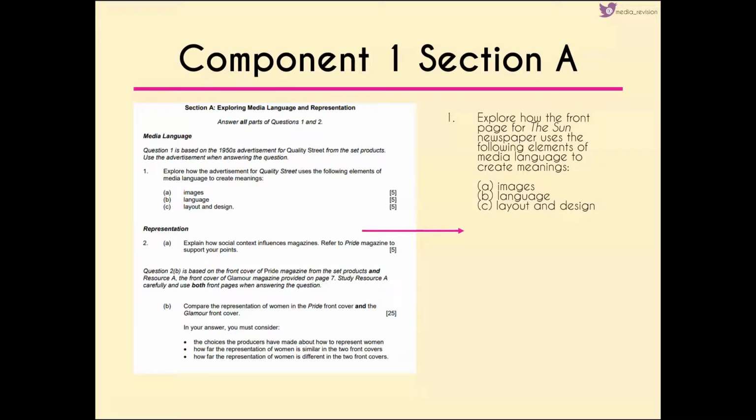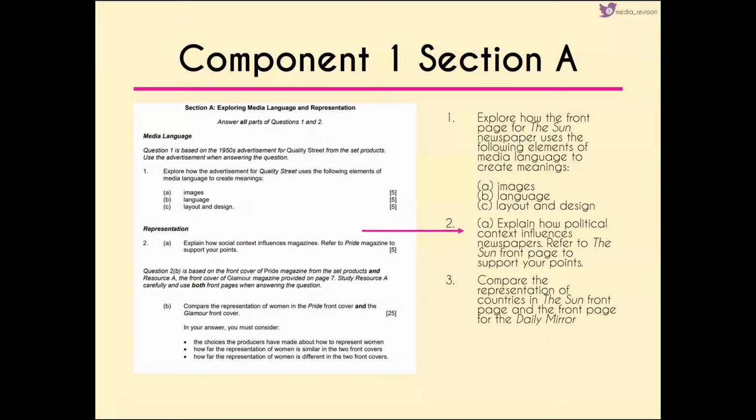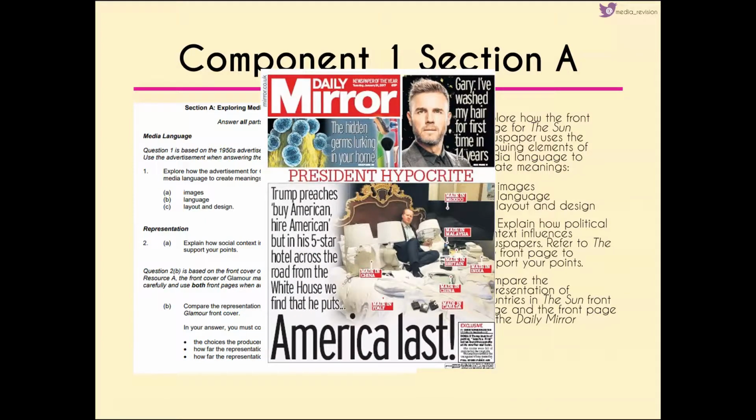Alright, so the first question to change is pretty easy. We're just going to change it to explore how the front cover for the Sun newspaper uses those following elements to create meanings. Question 2, we're going to have a look at how political context influences newspapers, which is quite a nice question I've come up with for you guys there. And then, not 3, 2b, but we're going to compare the representation of countries in both the Sun front page and this front page from the Daily Mirror. So let's get cracking then.